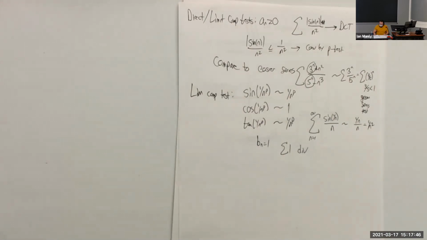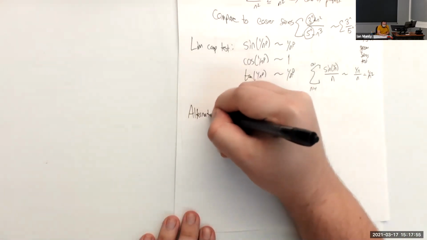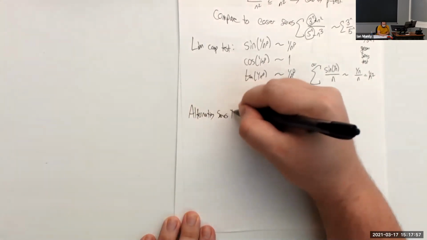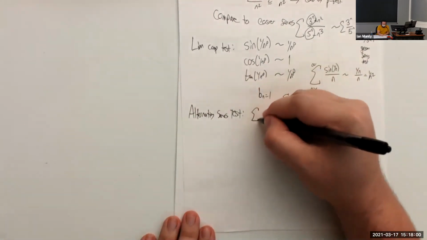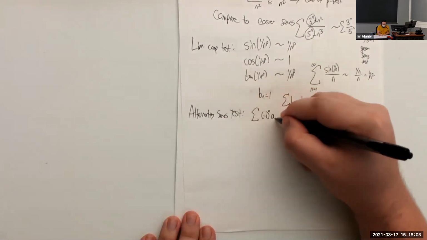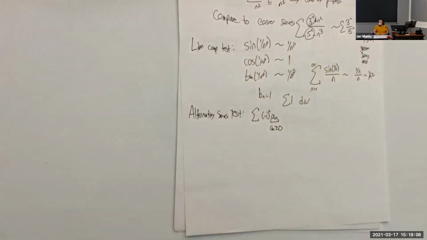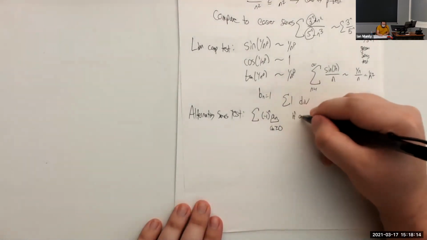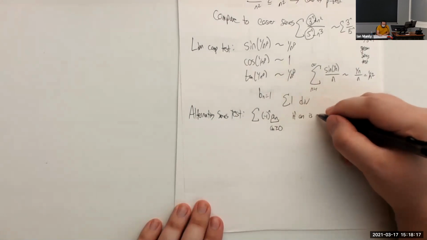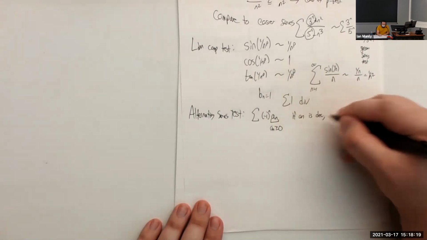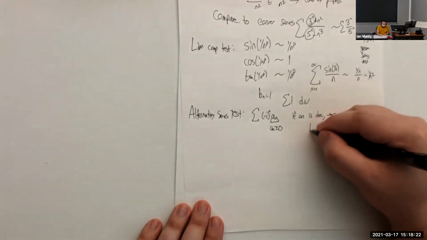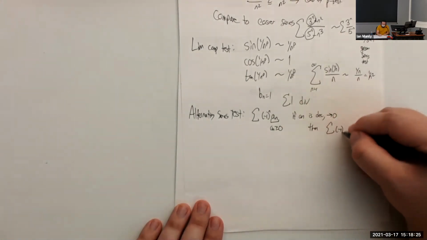Anyways, so that's the limit comparison test. What else we got here? A few more tests. We have the alternating series test. The alternating series test says that if we have an alternator times something else, where this thing an is greater than or equal to 0 right here, then if an is decreasing and going to 0, then the series converges.